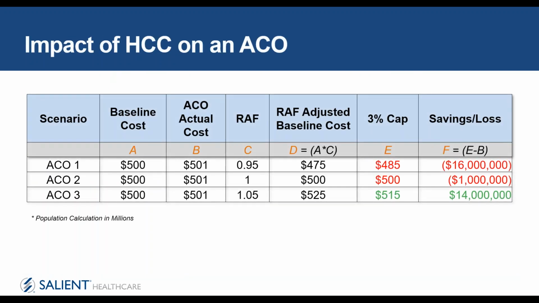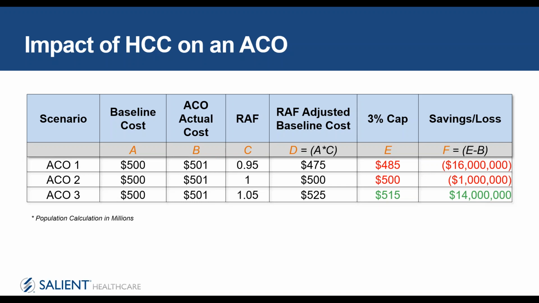Thanks, Amy. So there's a significant impact of HCC on an ACO. Presented here, you'll see 3 fictitious ACOs. Each ACO's baseline costs and actual costs are exactly the same. However, due to the coding variations, their risk adjustment factors vary slightly. For ACO 1, you'll notice that their RAF is below 1. ACO 2 is exactly at 1, and ACO 3 is slightly above 1. When we take that RAF and multiply it by the baseline costs, we get that significant variation, which then translates into the last column for a significant variation in savings and in losses.